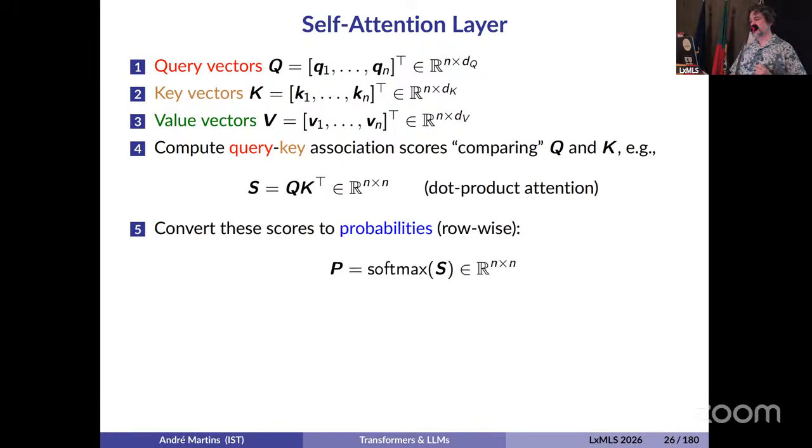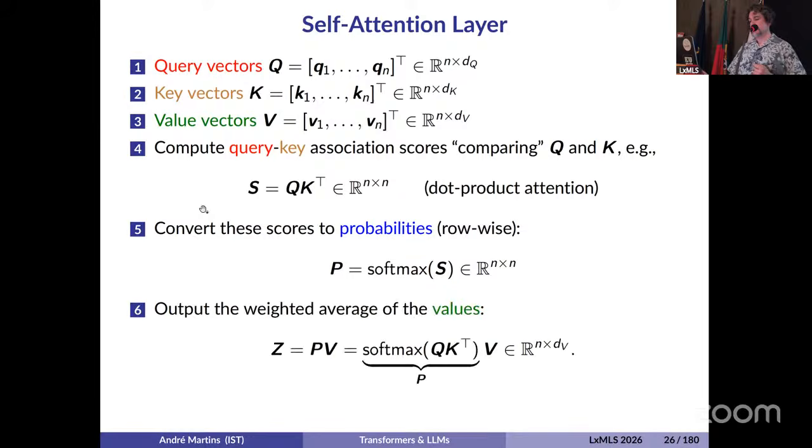And then we need to convert these scores to probabilities. We are going to do that row-wise: we apply a softmax to every row of this score matrix. And finally, we output the weighted average of the values, but you can write the entire thing in matrix format, because you can operate with all the rows simultaneously. We can write this weighted average as the matrix P, where the rows are probabilities, times the matrix V, which is the value matrix. As a result, we have new representations for this sentence, which are n times the dimensionality of the values.